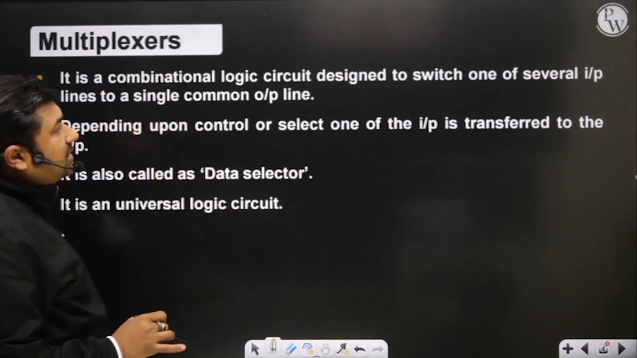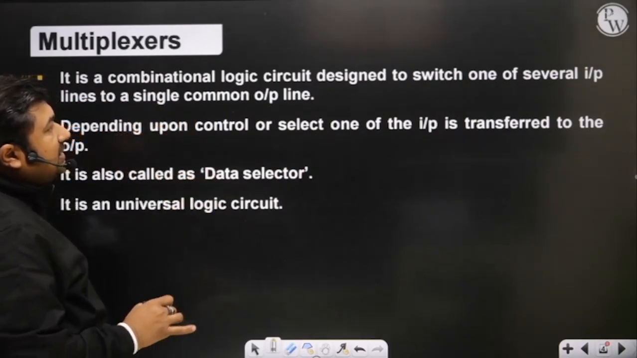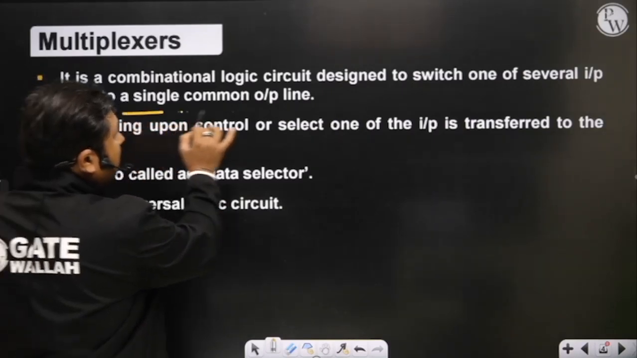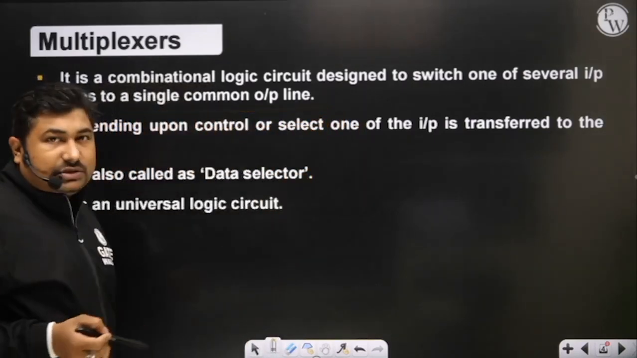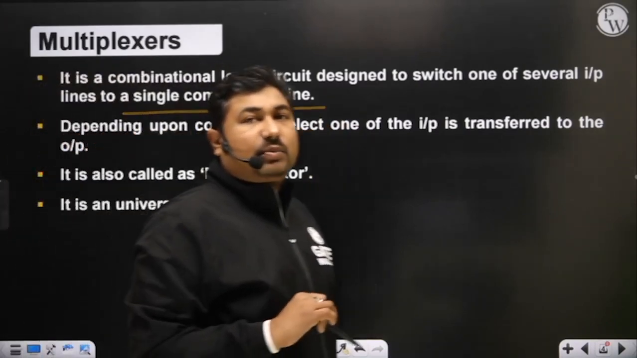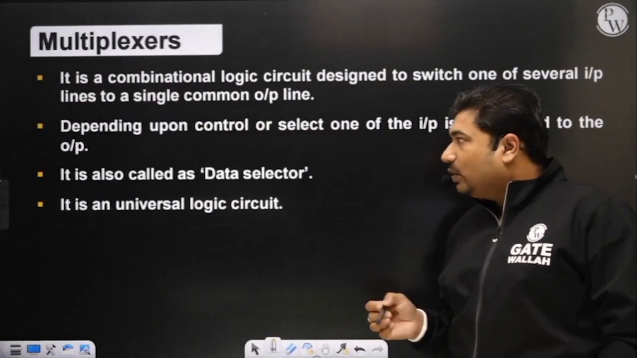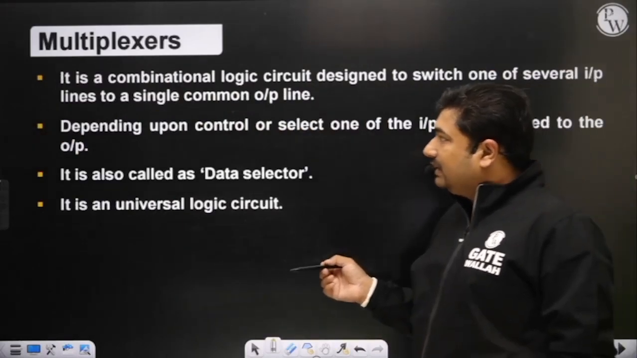A multiplexer is a combinational logic circuit designed to switch one of the several input lines to a single common output line. So, there are multiple inputs and a single output, also called a many-to-one circuit. Is it okay? Yes, sir.